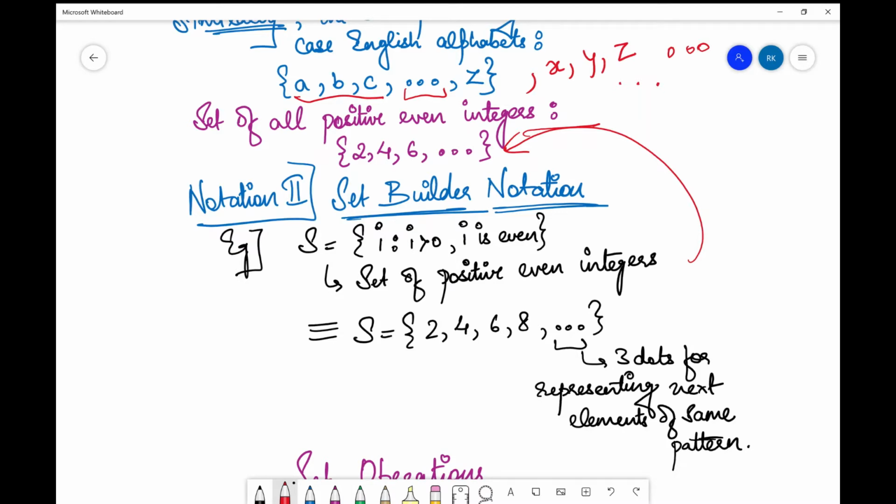And how do I do that? In this notation we represent each and every member of that set in a generalized form. So if I want to define the elements of this set, how would I define them?